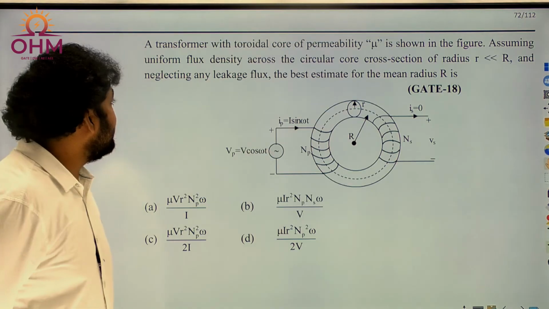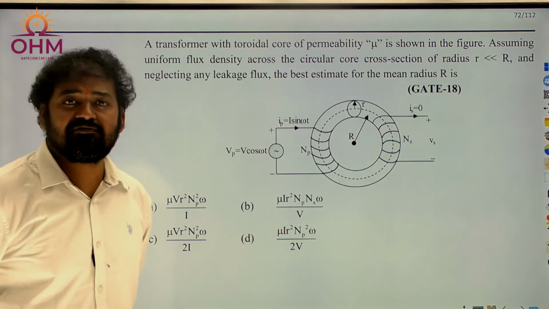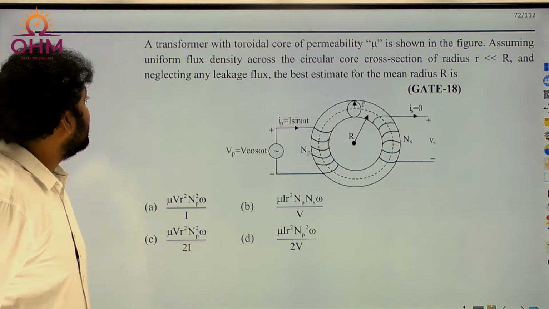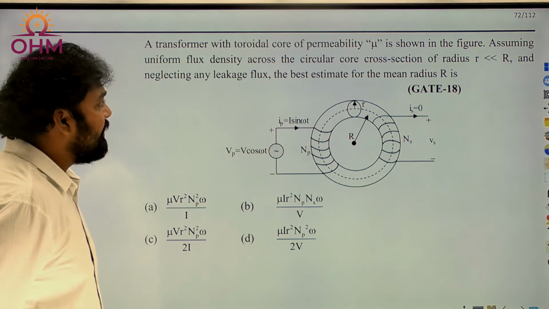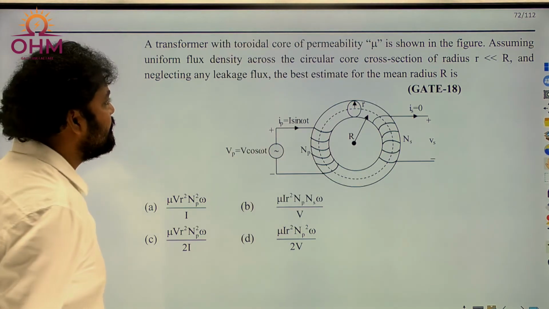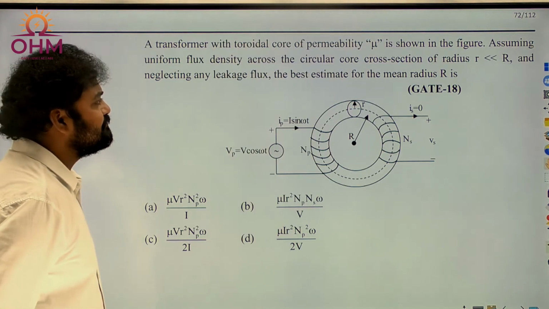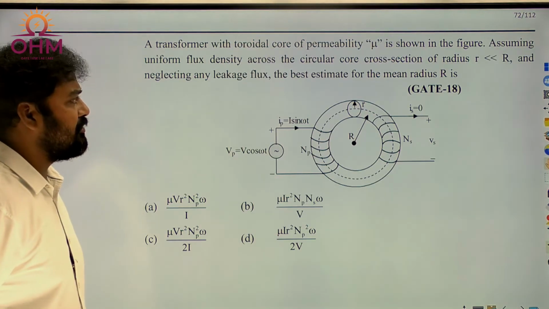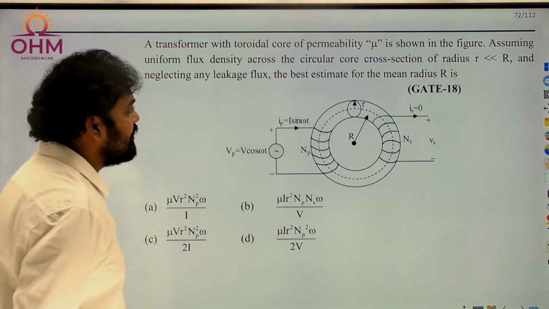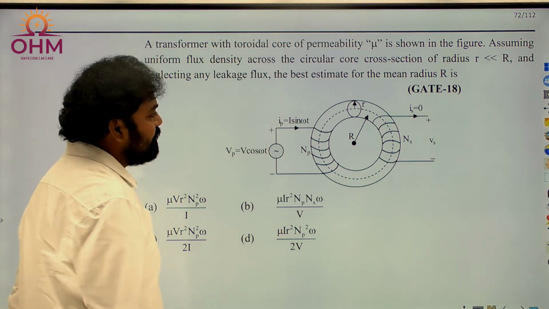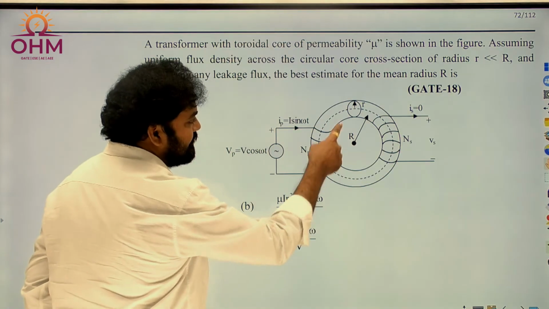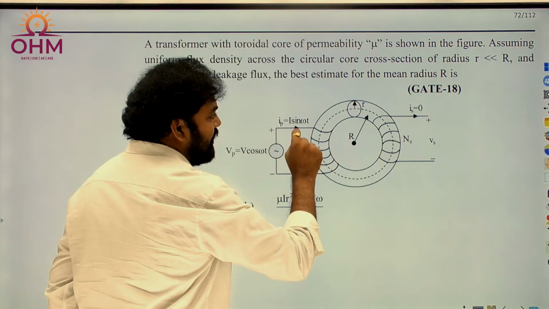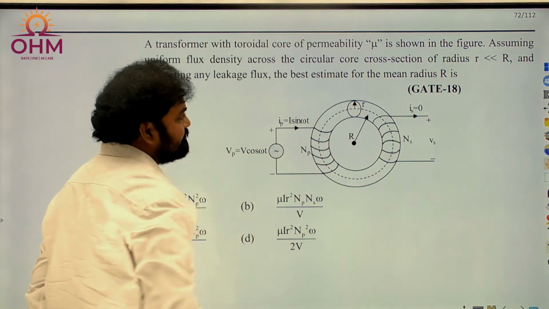All right. So we have the next question. This is from GATE 2018 question paper. Read the problem. A transformer with toroidal magnetic core of permeability mu is shown in the below figure, assuming uniform flux density across the circular core cross section of radius small r, which is less than the mean radius capital R. You can see from the diagram, small r is the radius of the cross section, capital R is the radius of the entire magnetic core.